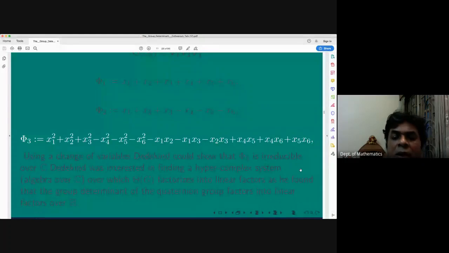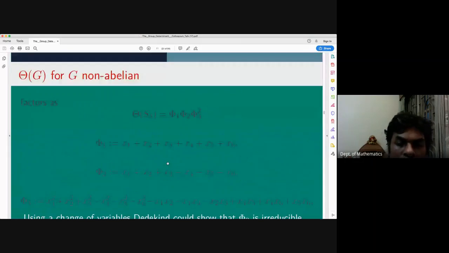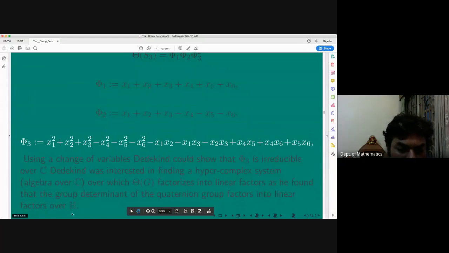But his view was that if you consider the factorization over these hyper complex numbers like quaternions or octonions, then the group determinant should factorize into linear factors. He tried his hand at that. He found that if you take the quaternion group, an order 8 group, and I think most of the students know the definition, then Dedekind was able to show that its group determinant will factor into linear factors, provided that you allow the coefficients to come from the quaternions, from this skew field H.